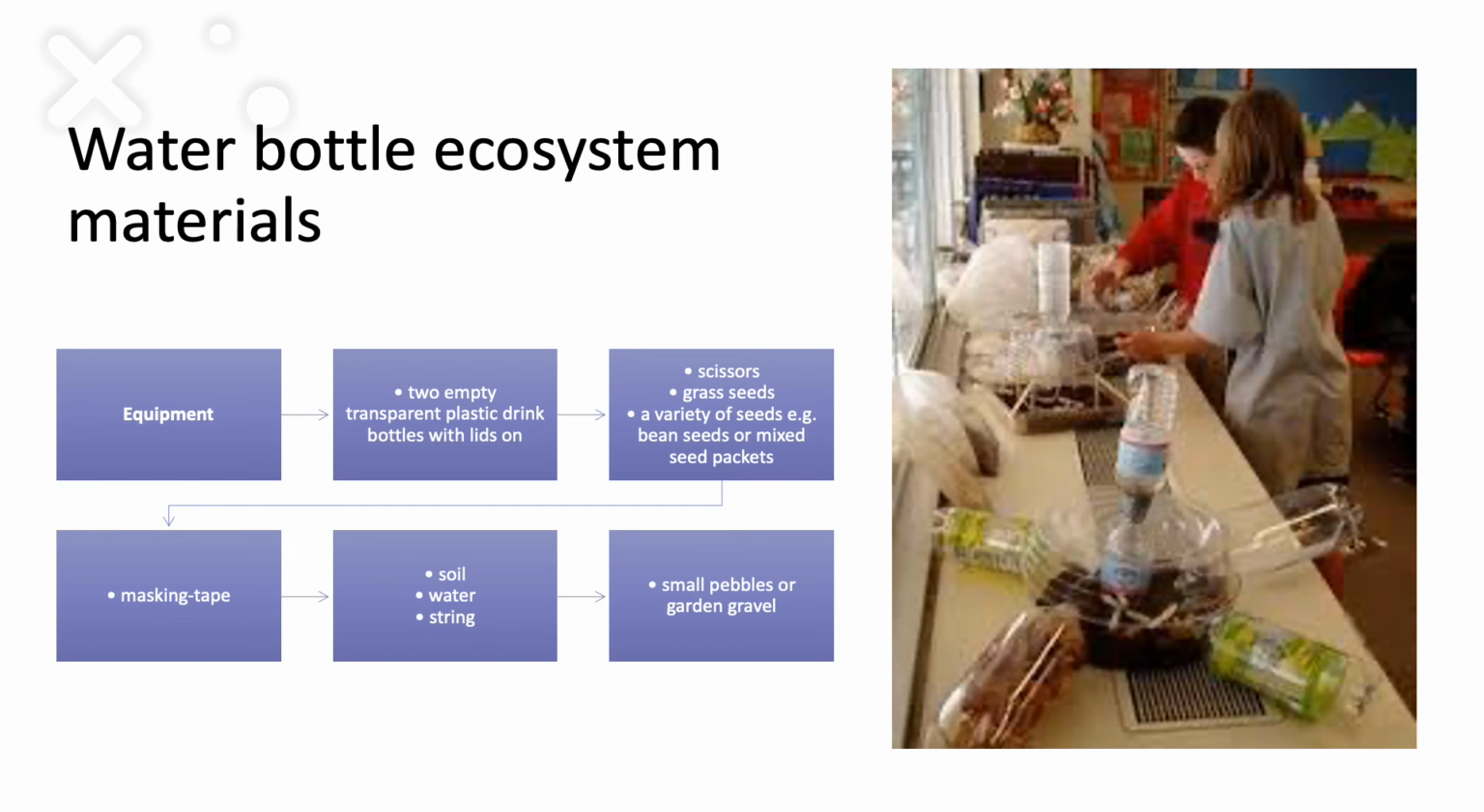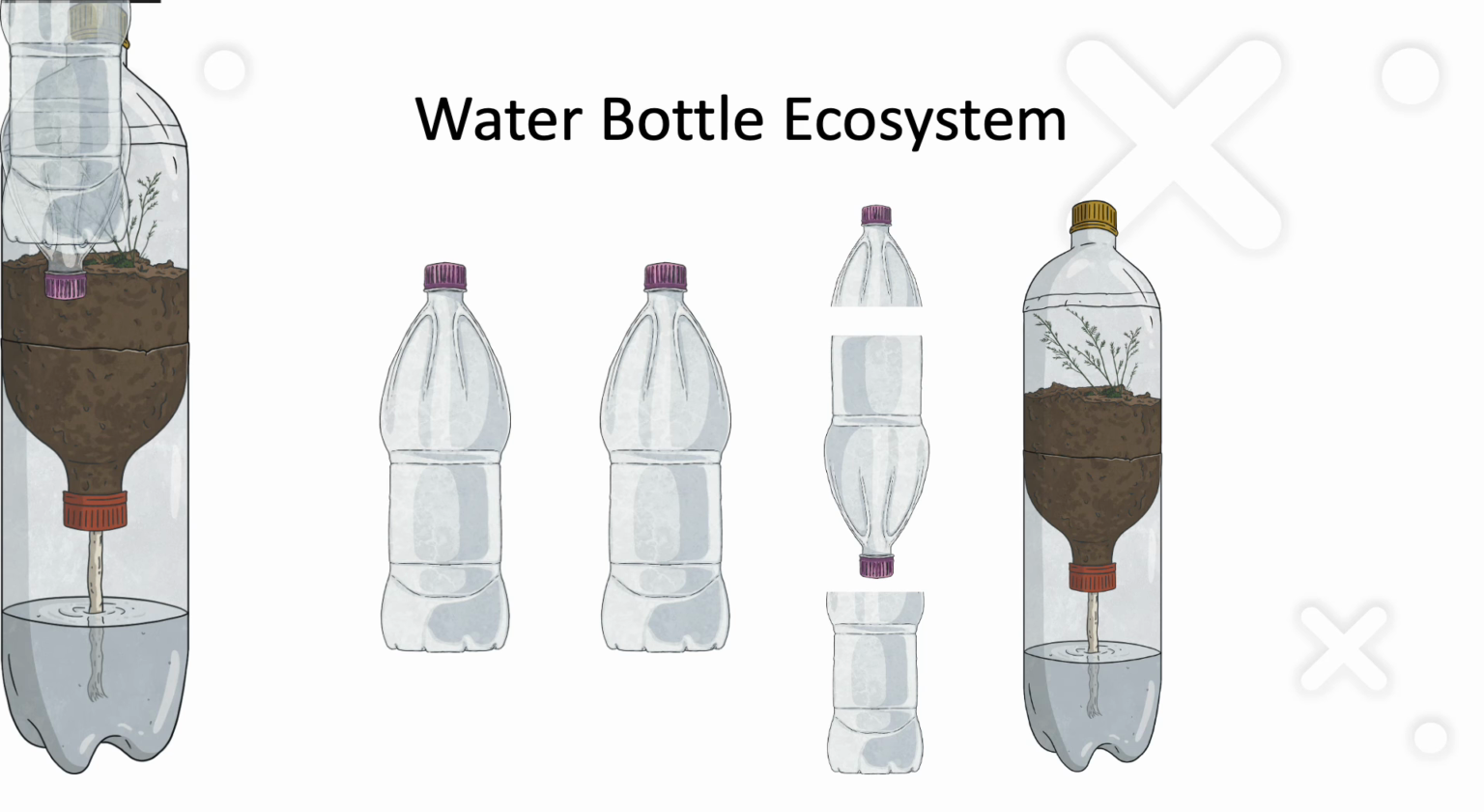Water bottle ecosystem materials: 2 empty transparent drinking bottles, scissors, grass seeds, bean seeds or mixed packets, masking tape, soil, water, string, small pebbles, or garden gravel. This is what the students will create with the 2 bottles.